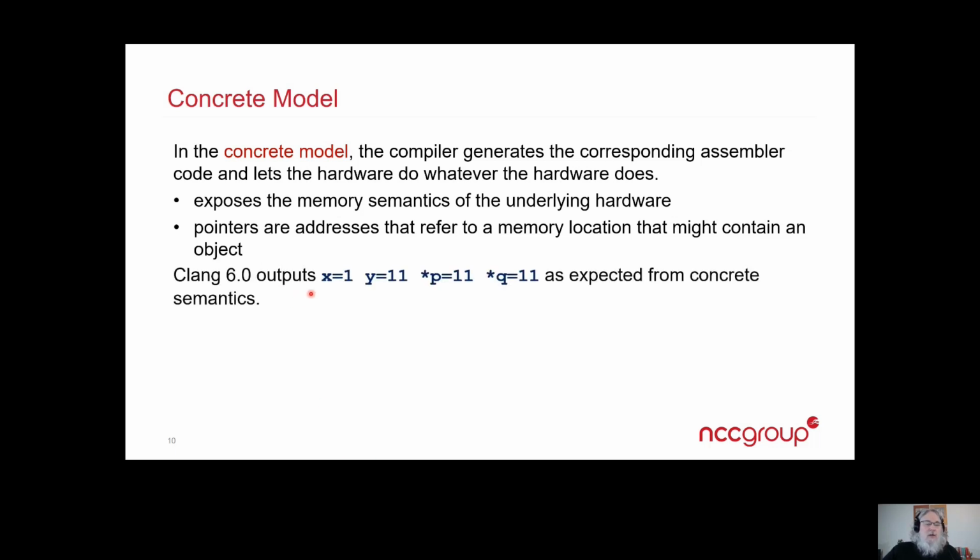So Clang outputs x equals 1, y equals 11, *p equals 11, and *q equals 11. And this is what you would expect from an application of the concrete semantics. The idea here is that this pointer p is pointing to the storage occupied by y, and q is a pointer to y. So all three of these expressions produce the value 11.